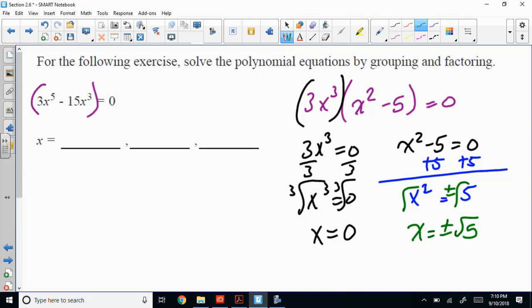So we have negative square root of 5, 0, and square root of 5, right?